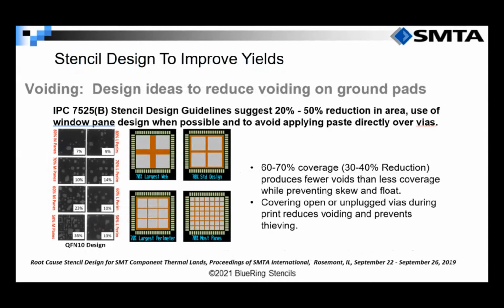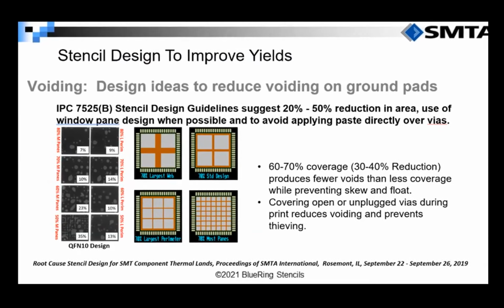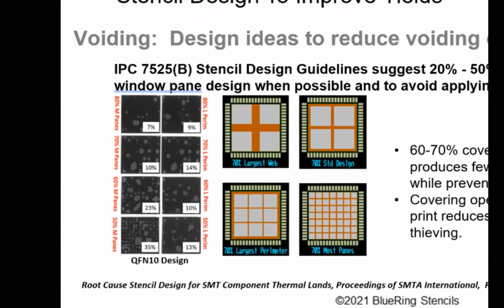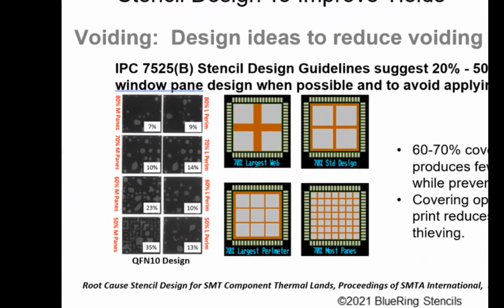Another thing we've learned through our research is that 60 to 70% coverage, or a 30 to 40% reduction, seems to create the lowest percentage of voids without causing float and skew. So you can see from these images that we presented at SMTAI that as the coverage decreases, voiding increased.